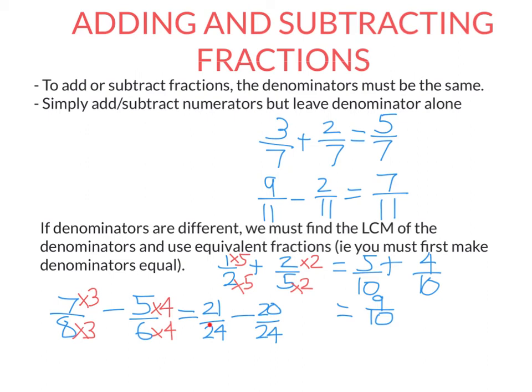So, now I have the denominators the same, I simply subtract numerators. So, 21 minus 20 is 1. And I leave the denominator as it is. I don't go 24 minus 24 is 0. I leave the denominator alone. And there we are. So let's just do one quick worded problem.